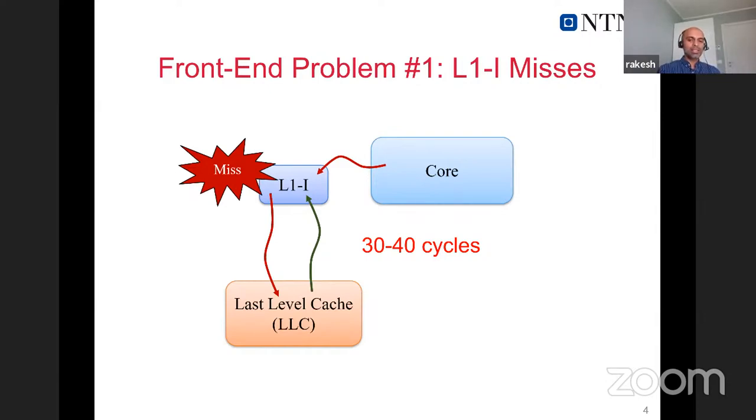And during these cycles, we have not issued a single instruction to the backend. Maybe whatever the backend had already stocked has also drained. So this lack of continuous supply to the backend or execution units results in performance loss.